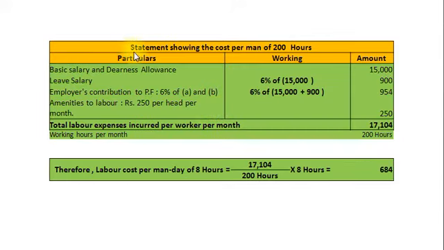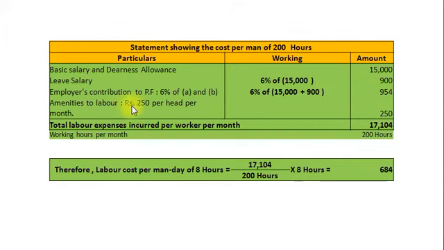Here is the calculation. Statement showing the cost per man of 200 hours. Particulars, working and amount. First, basic salary and dearness allowance per month, rupees 15,000. Leave salary, 6% of A and B, that is 6% of 15,000, it is 900. Now employer's contribution to PF, 6% of A and B, that is 6% of 15,000 plus 900, that is 954.